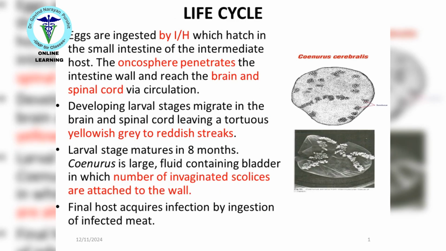The life cycle of Taenia multiceps begins when eggs are ingested by the intermediate host, hatching in the small intestine. The oncosphere penetrates the intestinal wall and reaches the brain and spinal cord. The larval stage matures in about 8 months, and the final host acquires infection by ingesting the infected meat.